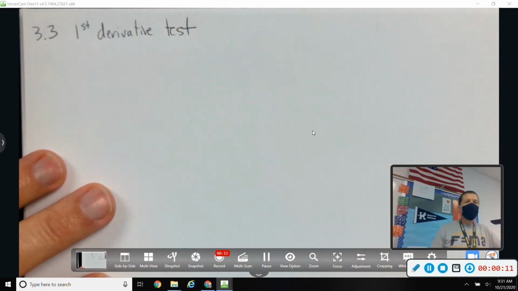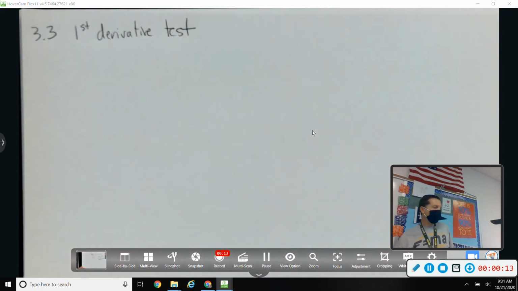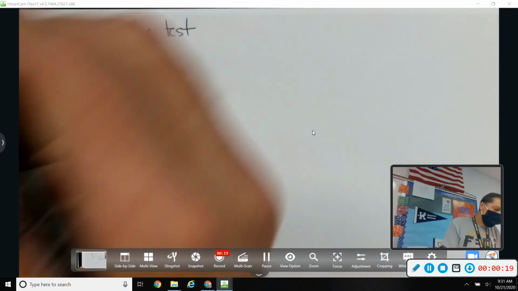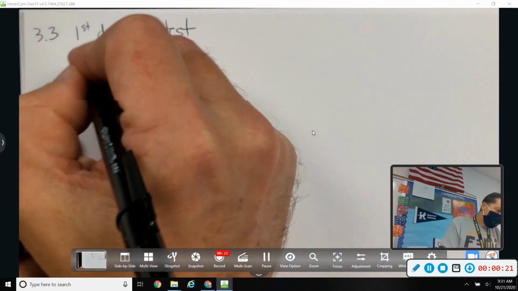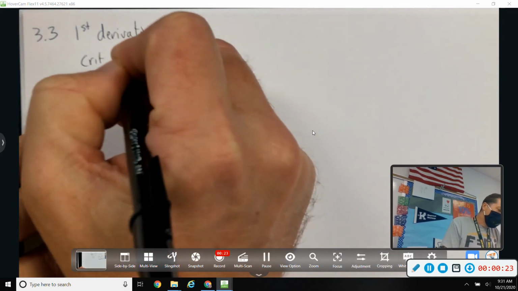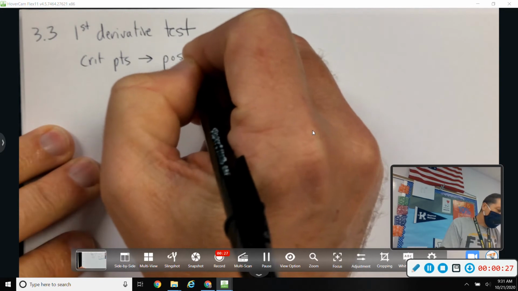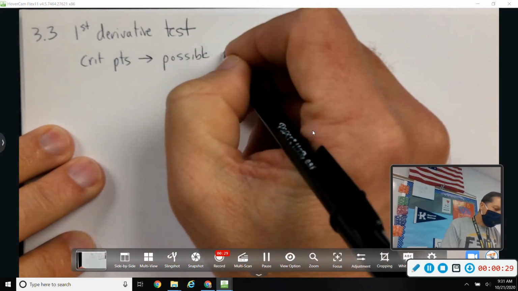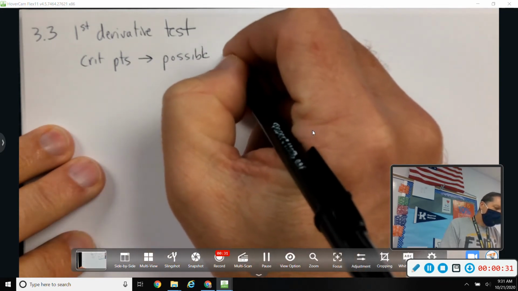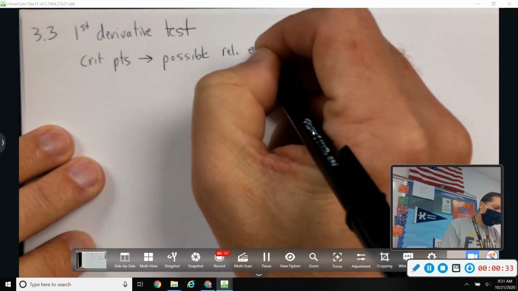All right, section 3.3 is the first derivative test. Let's back up a second. Critical points tell us possible relative extrema.